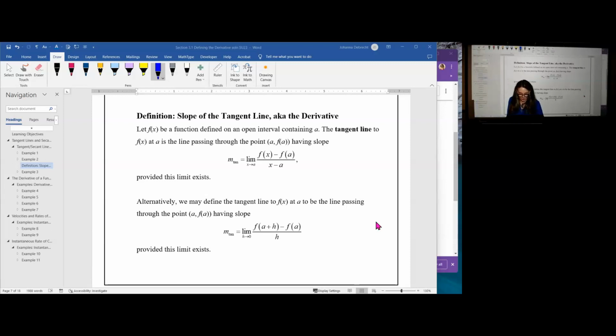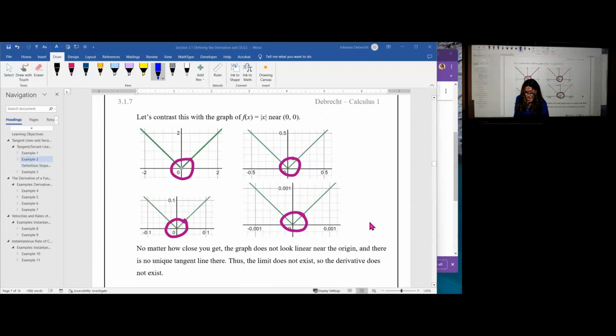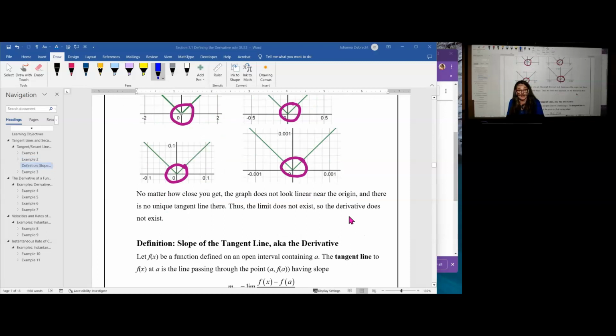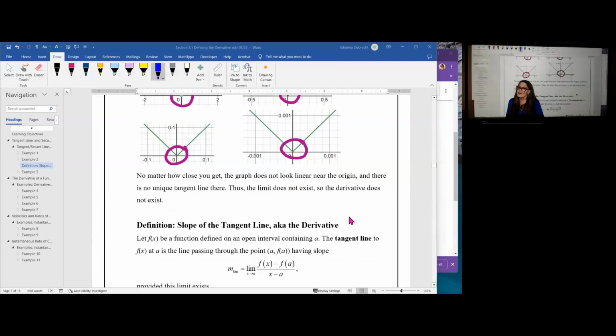When we look at the curve up here, what do you notice coming from the right? Well, it looks like the slope from the right is 1, but the slope from the left, it looks like it's negative 1. The two sides do not agree. And because they do not agree, the limit does not exist at 0 for the limit of the difference quotient. The limit of the function exists, but the limit of the difference quotient, the derivative, does not.